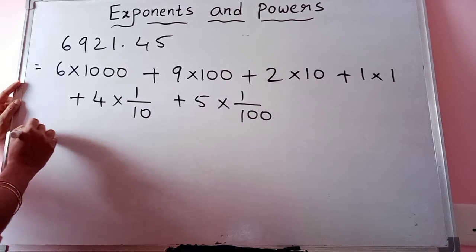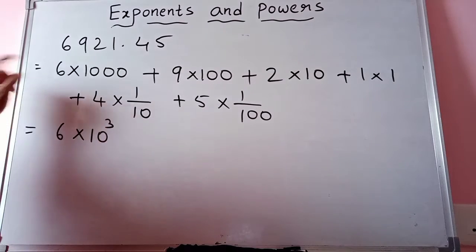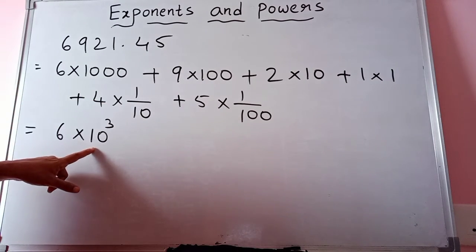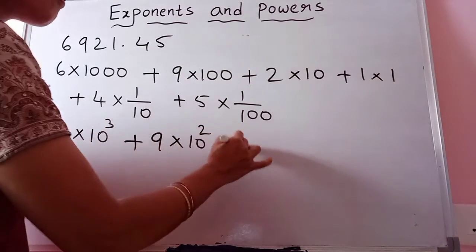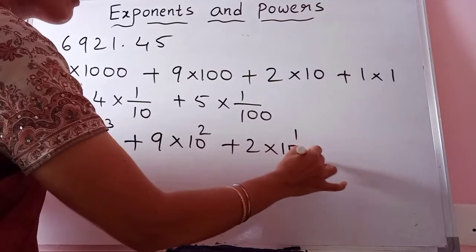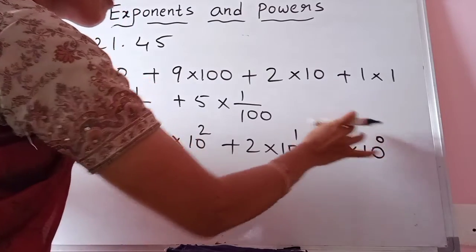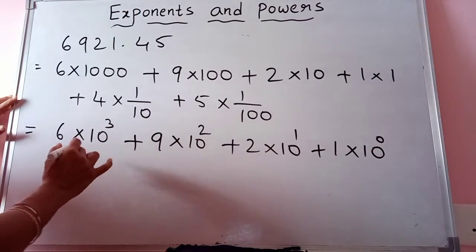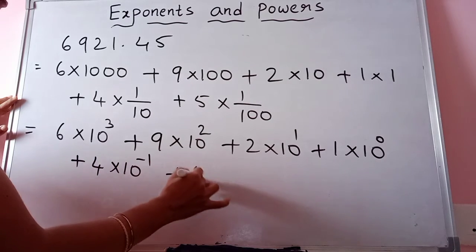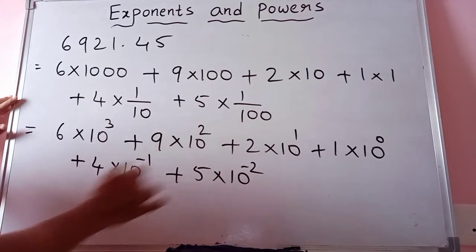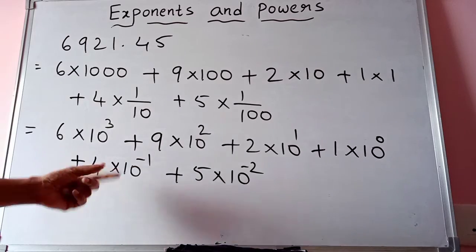Now the exponential form of this is 6 into 10 raised to the power of 3, since 1000 is nothing but 10 raised to the power of 3, plus 9 into 10 raised to the power of 2, plus 2 into 10 raised to the power of 1, plus 1 into 1, which is 10 power of 0, since any number with exponent 0 is 1, plus 4 into 10 power of minus 1, plus 5 into 10 power of minus 2. If we write in this way, we call it the exponential form, the expanded form using exponents.